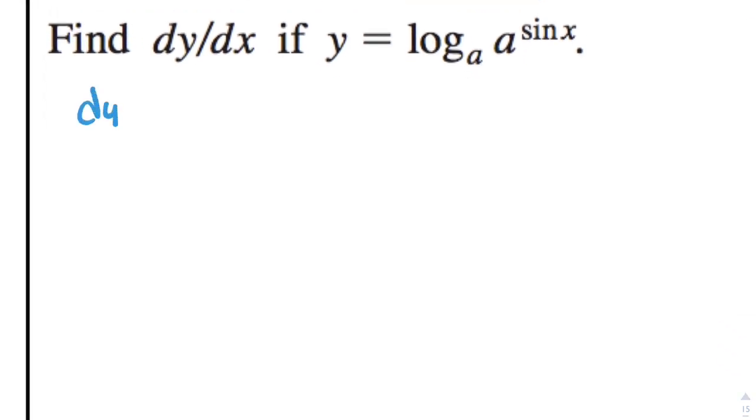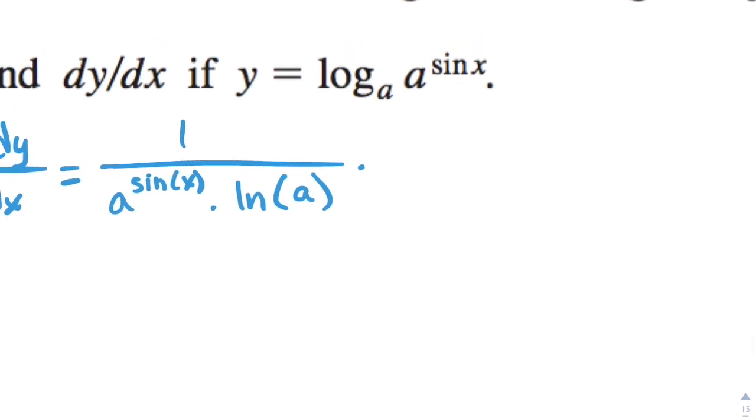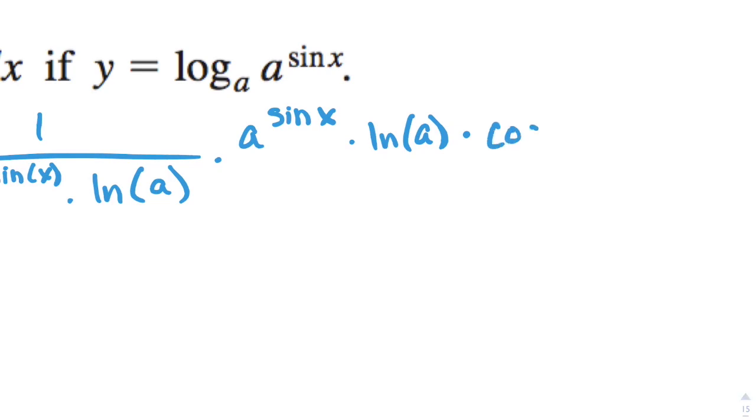So dy dx, just bear down. This is a long problem. It's going to be 1 over my function, which is a to the sine x, times the ln of a times the derivative of a to the sine of x. So the derivative of a to the sine of x, again, now is a number to a variable exponent. So it's going to be the same thing, a to the sine x times ln of a times the derivative of sine x, which is cosine x.